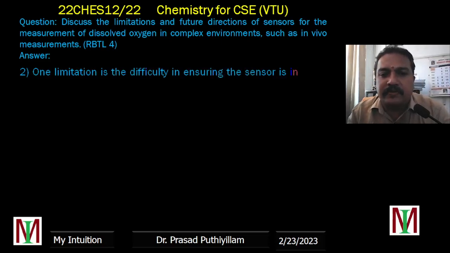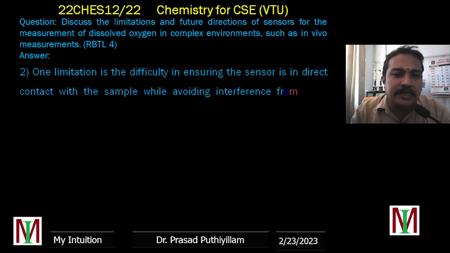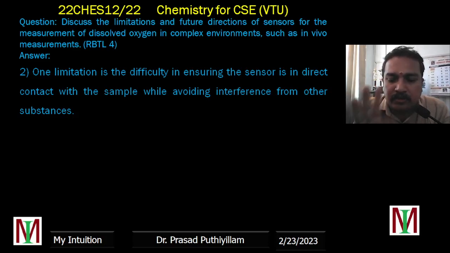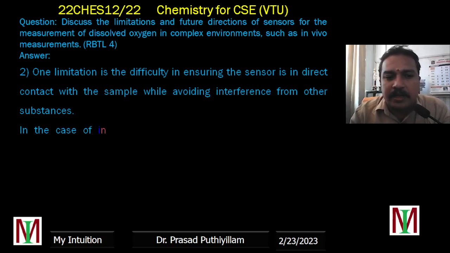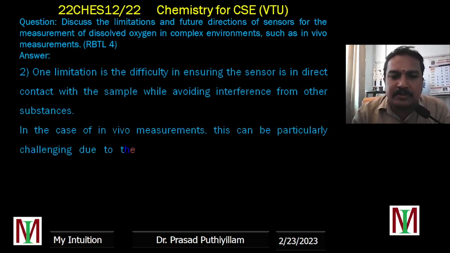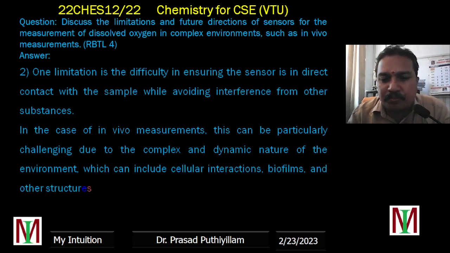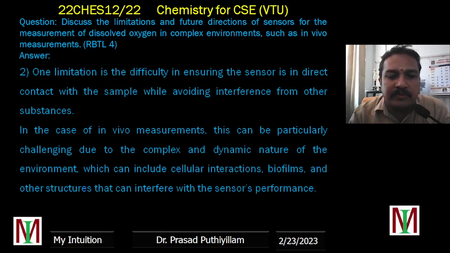One limitation is the difficulty in ensuring the sensor is in direct contact with the sample while avoiding interference from other substances. Where we want to measure, we have to make sure the sensor is in contact with that area and does not disturb the other substances. In vivo measurements can be particularly challenging due to the complex and dynamic nature of the environment, which can include cellular interaction, biofilms, and other structures that can interfere with the sensor's performance.